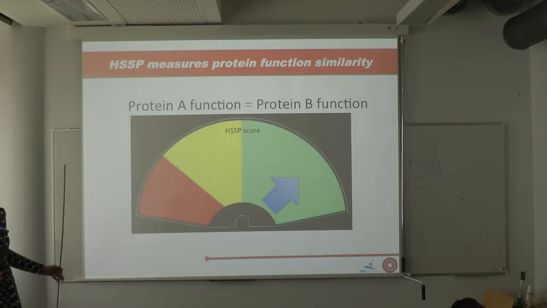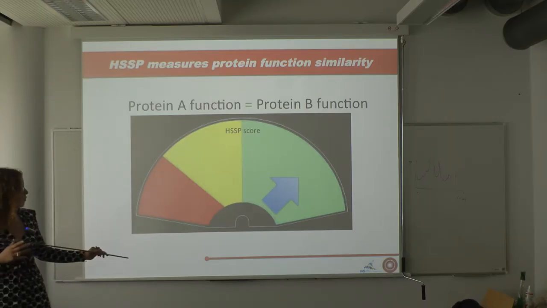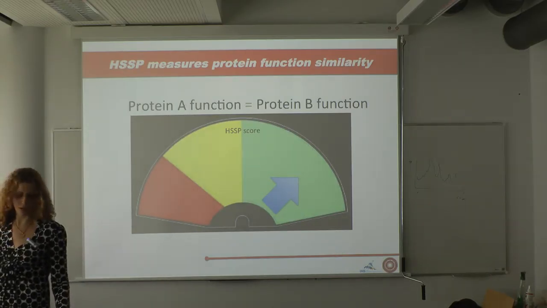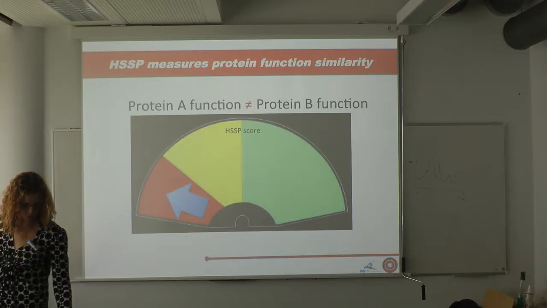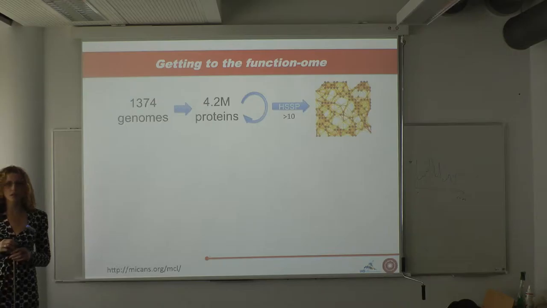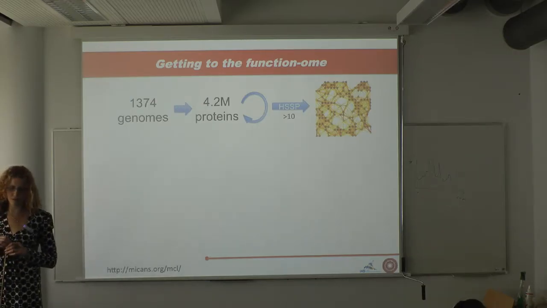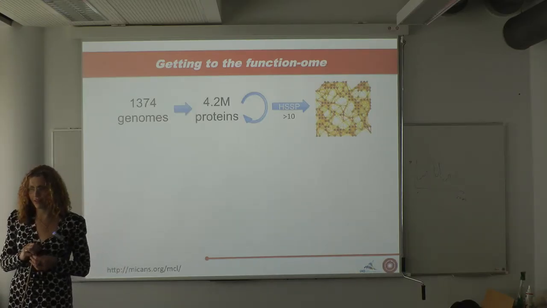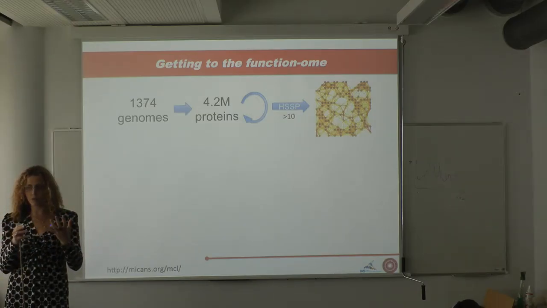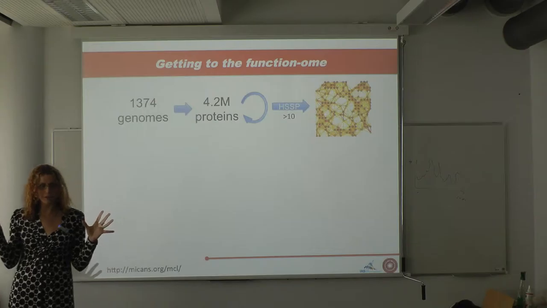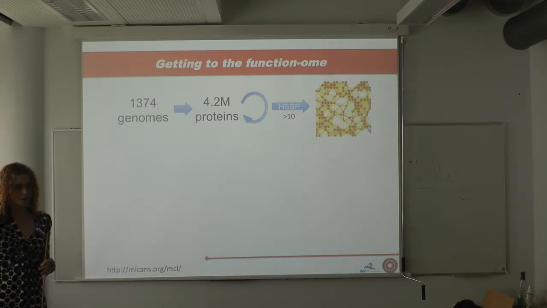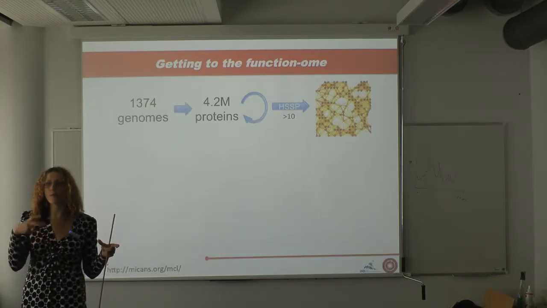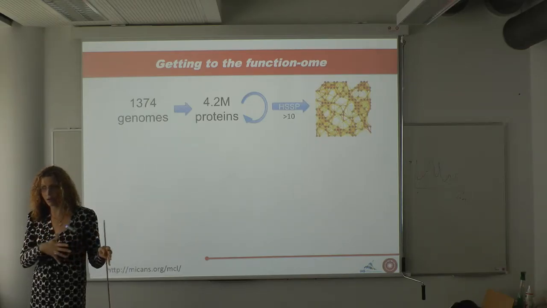Obviously, HSSP is a measure of protein function similarity, so if it's a high score, then they're similar. Then it's the same function, and if it's a low score, it's a different function, right? So very important for this step is the notion that a higher HSSP score does not indicate that a larger fraction of the function of the protein is shared. If you imagine that the function of the protein is 100% in some world, it doesn't mean that if you have a higher HSSP score between two proteins, more of that 100% is shared. It's more of a binary value. It's either shared function or not shared function.